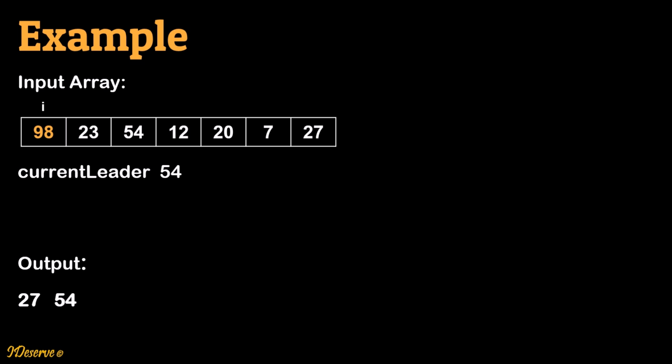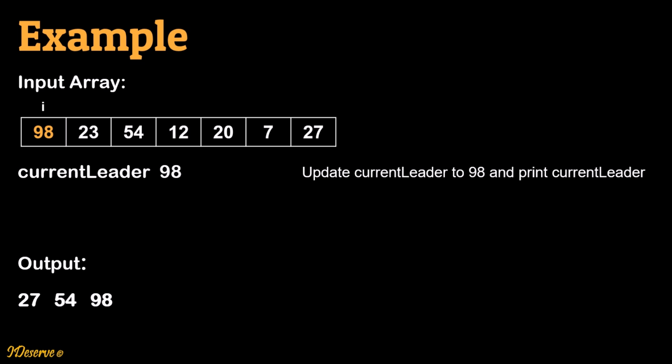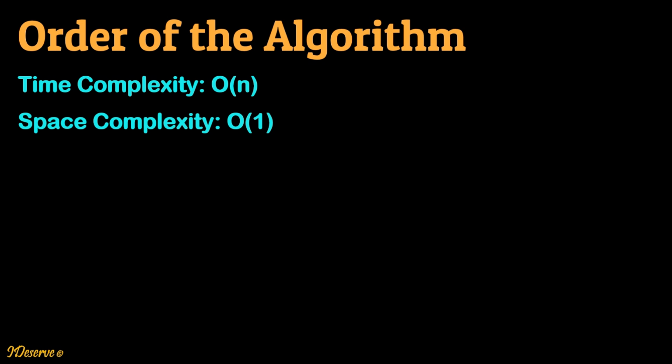Now current element is 98. Since 98 is greater than currentLeader, which is 54, we update currentLeader to 98 and print currentLeader. We are done iterating over the array and the leaders are 27, 54 and 98. Time complexity of the algorithm is order of n and space complexity order of 1.